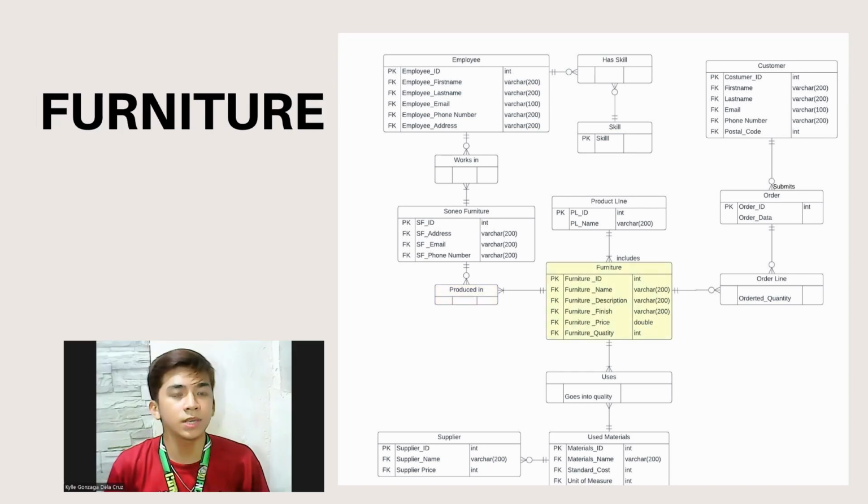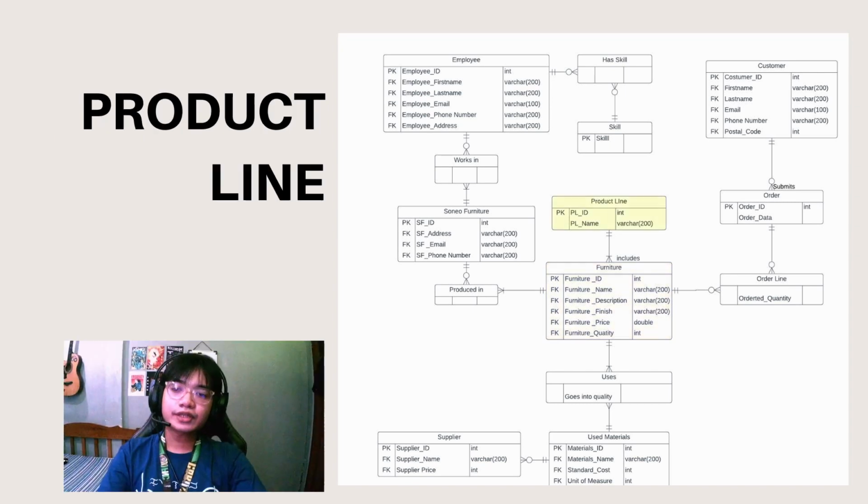The furniture entity contains ID for initialization of a product. Name is for the name of a product. Description to provide customer with the important information about the product features and benefits to compel them to buy. The product line contains ID and name to improve sales from customers who are currently purchasing furniture. The materials used in the furnitures are represented by the uses entity.